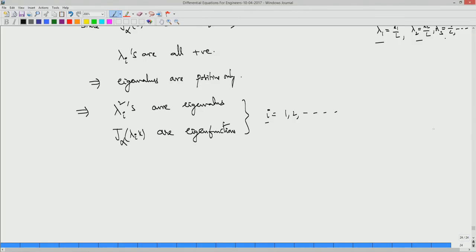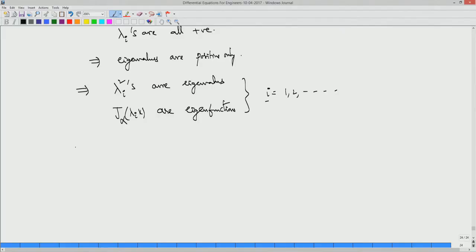We have already done the basic groundwork while solving the Bessel equation. So now you are only putting it in this setup and seeing that lambda i squares are eigenvalues and J alpha of lambda i x are eigenfunctions, just like the Legendre case.